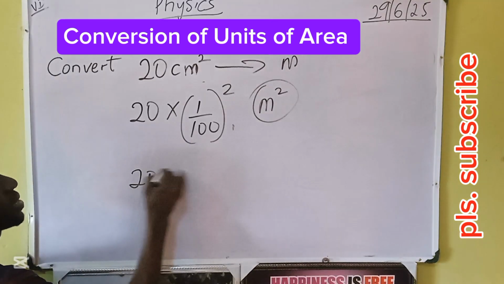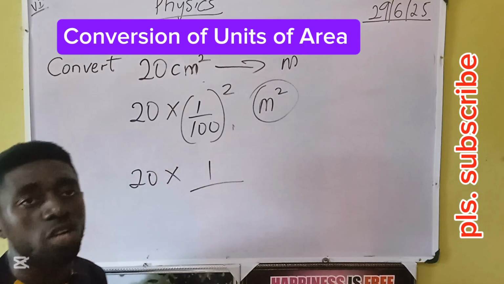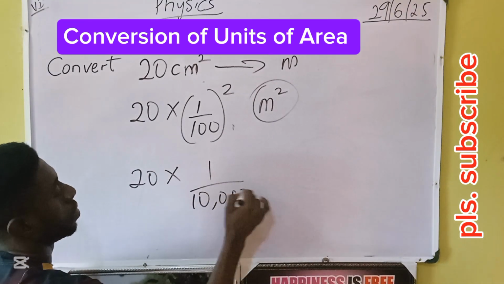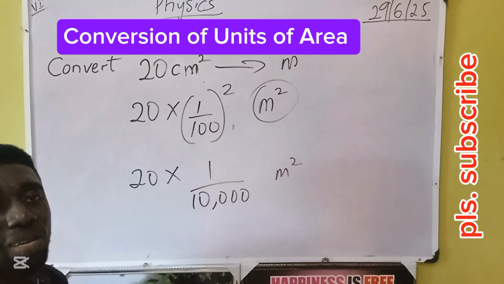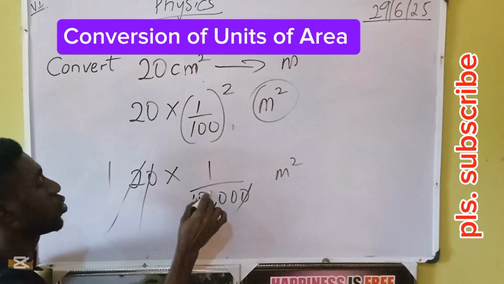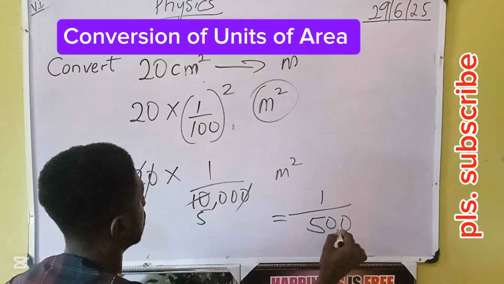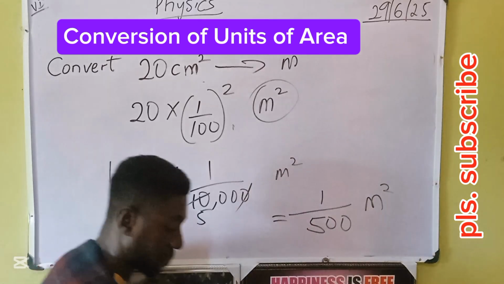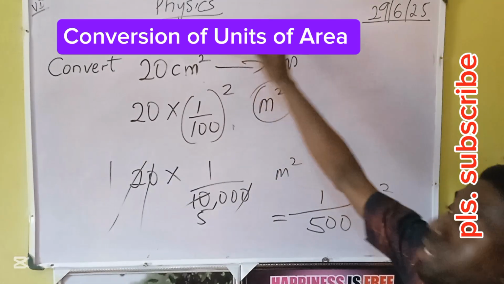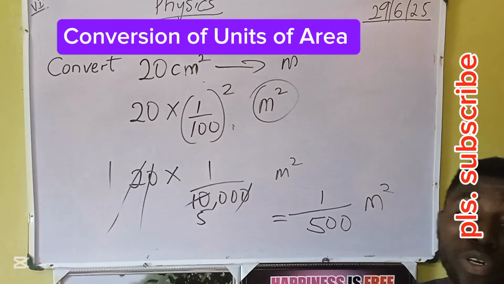We'll be having 20 times 1 times 1 or 1 square, 1. 100 times 100 or 100 square will give us 10,000. Then meter square. Then do your arithmetic. 0 cancels 0. 2 into itself is 1. 2 into 10 is 5. So we'll be ending up with 1/500 meter square. So you can now see that 20 centimeter square is 1/500 meter square, in the most acceptable units.